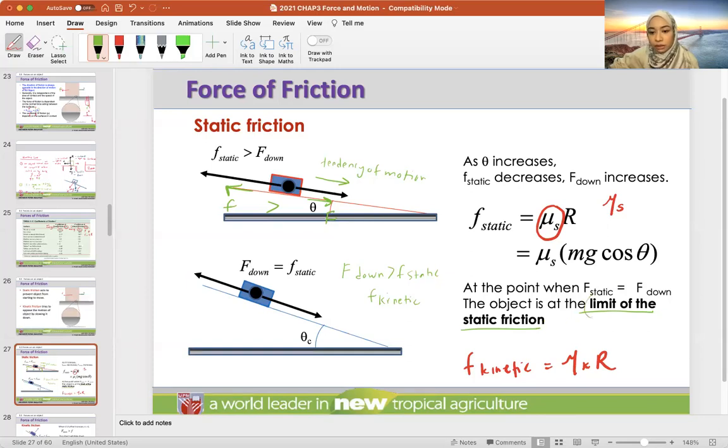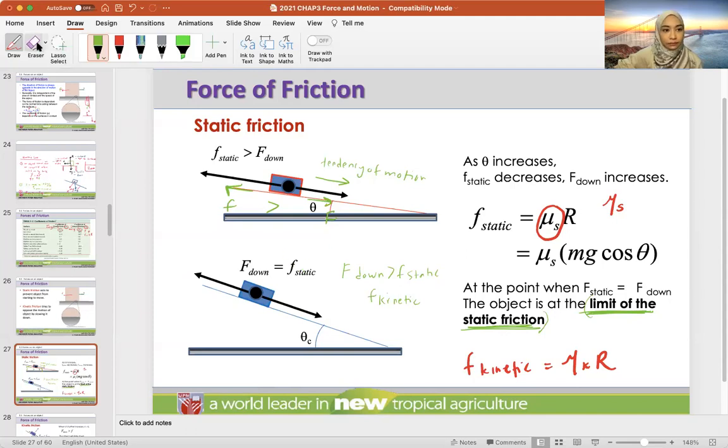So tu ada limit of static friction ni. Lepas je limit of static friction, kita pakai coefficient kinetic friction. Lepas je limit static friction, kita akan pakai coefficient of kinetic friction. Okay, so this limit is the boundary between pakai static versus kinetic.